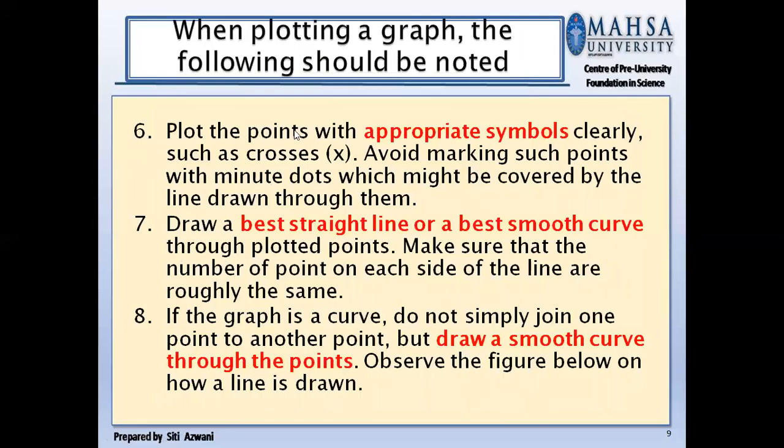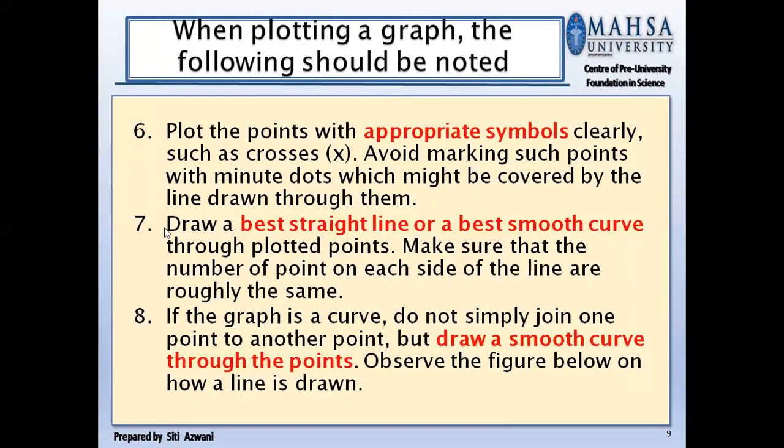Next, plot the points with an appropriate symbol clearly, such as crosses, X. Avoid marking points with minute dots, which might be covered by the line drawn through them. So when you plot the points, use the cross symbol. Don't use the dot because it might be covered by the line drawn through them, so it's difficult for you to find the best fit line.